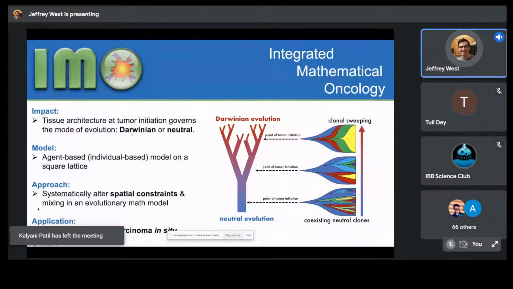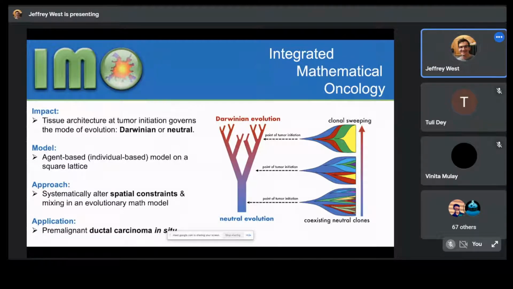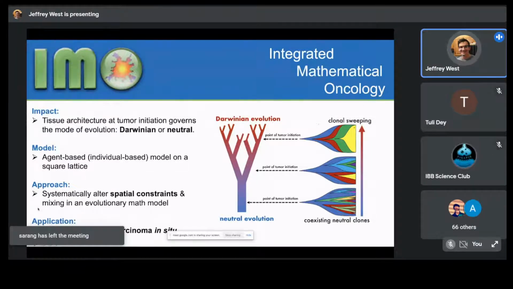If you're not familiar with Darwinian or neutral evolution, a picture is shown on the right here. What we have here is tumor initiation in blue. And we see that blue clone expanding, having many daughter cells. And then there's a mutation to the red clone, which overtakes the blue clone. And then the green clone overtakes the red clone, and so on and so forth. These subsequently more aggressive clones are sweeping through the population. That's called Darwinian evolution, or clonal sweeping.